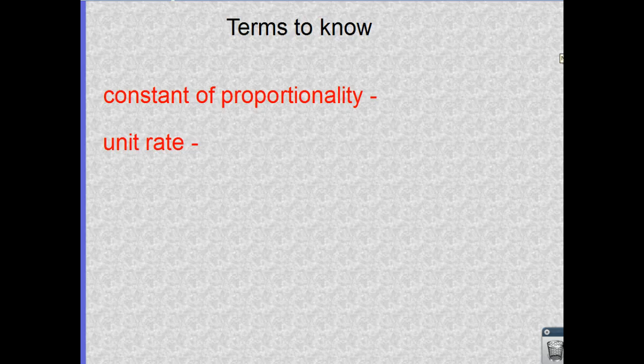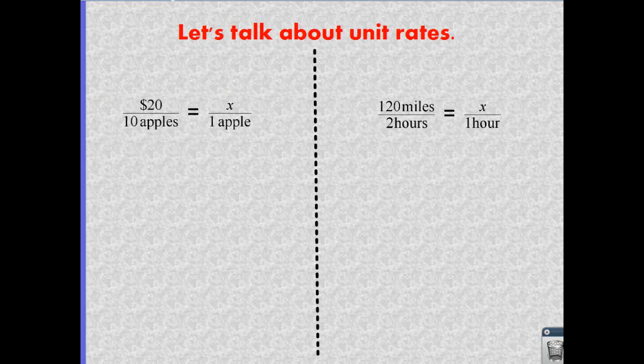Some terms to know, please get these down in your journal and define them. All right, first let's talk about a unit rate. Now we've discussed this a little bit in the past, recently, and we had some examples that we dealt with, and one of them was $20 for 10 apples. So if you go over to the grocery store and they say you can get 10 apples for $20, but you really don't want that many apples. So what you want to do is you want to find out the unit cost. So how much would it be per one apple?